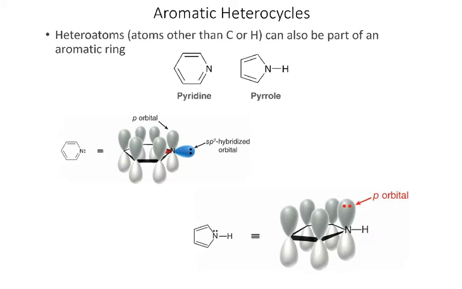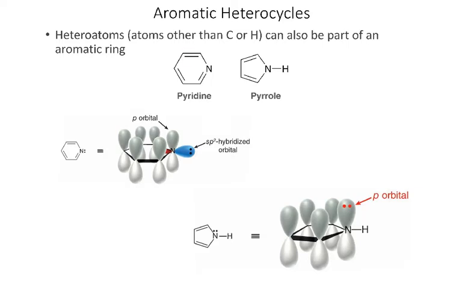All right, now we've seen how ions can be aromatic. It turns out heterocycles can also be aromatic. And so atoms other than carbon or hydrogen can be part of the aromatic ring. And I think we'll most often see this with nitrogens and oxygens. And here are two different examples of nitrogen-containing compounds that are in fact aromatic.